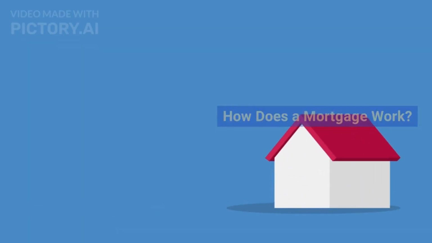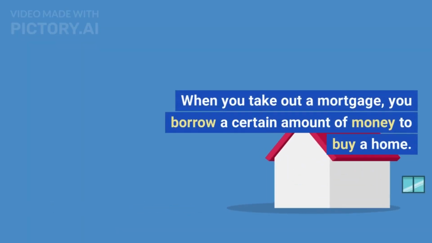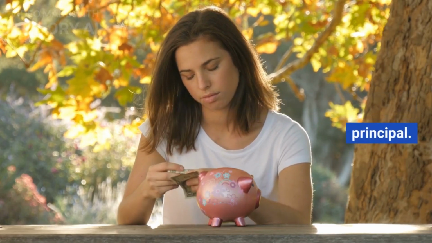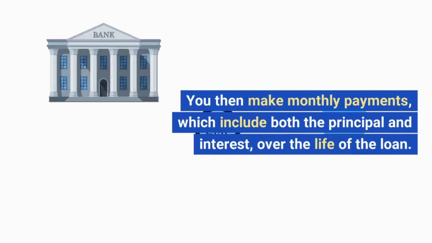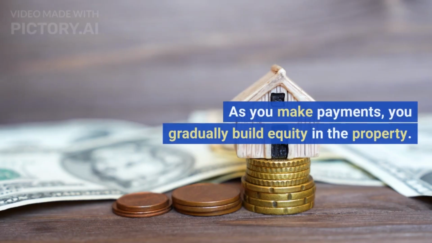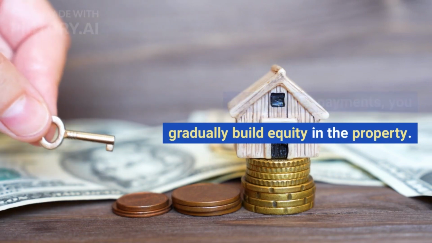How does a mortgage work? When you take out a mortgage, you borrow a certain amount of money to buy a home. This borrowed amount is called the principal. You then make monthly payments, which include both the principal and interest, over the life of the loan. As you make payments, you gradually build equity in the property.